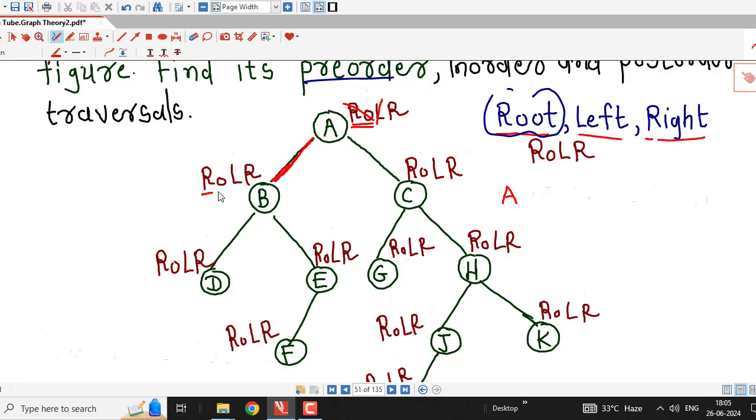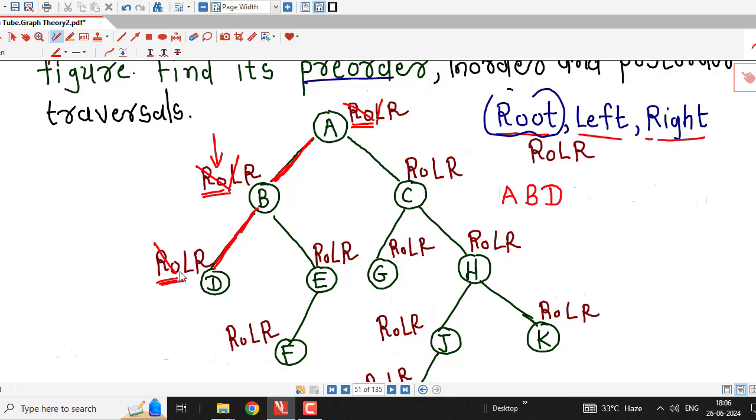Now here also we first have to process the root, so that is capital B. Then I cancel this root, and I have to process again the left subtree of this root B. So I cancel this capital L and go towards the left of B. After cancelling capital L, we go to the left subtree of capital B, and here we first process root D.